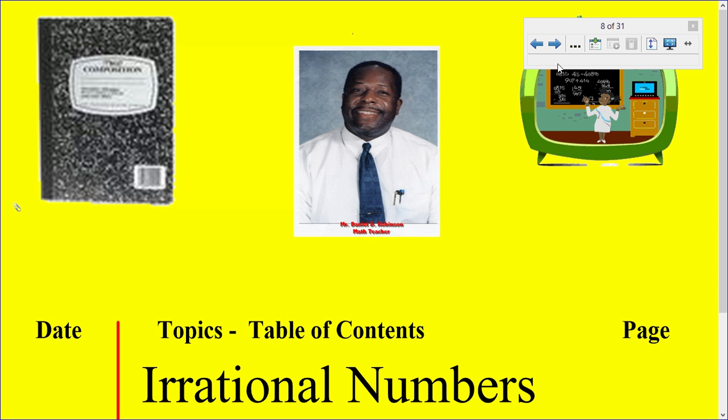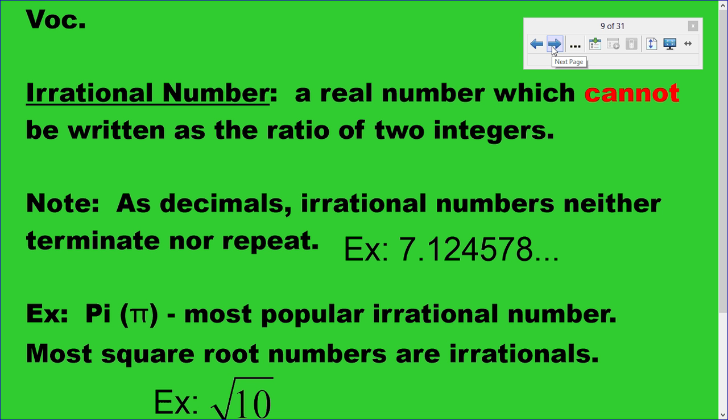So let's get started with looking at the vocabulary. Irrational numbers are real numbers which cannot be written as the ratio, and ratio means fraction, of two integers. So you can't write them as fractions; they are not fractions. Note, as decimals, irrational numbers neither terminate nor repeat.